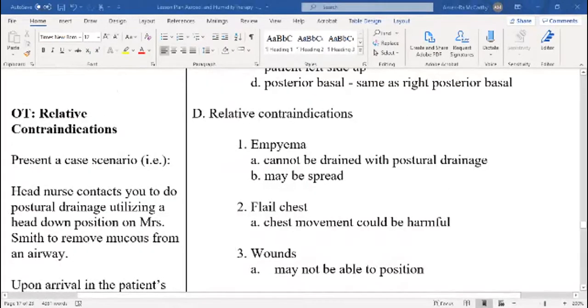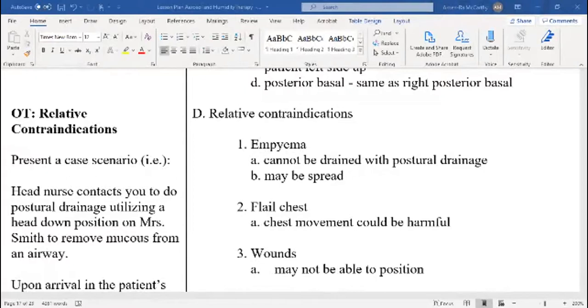Now, there are some reasons why we don't do postural drainage. Number one is empyema. Say empyema. Empyema is pus in a segment. I don't want to drain an infection. If I know that you have a whole bunch of pus in your superior lobe, I don't want to turn you to where it drains into the other lobes. Now I have spread what? Infection. So if I know it's an empyema, I'm not going to mess with it. We're not going to do any drainage.